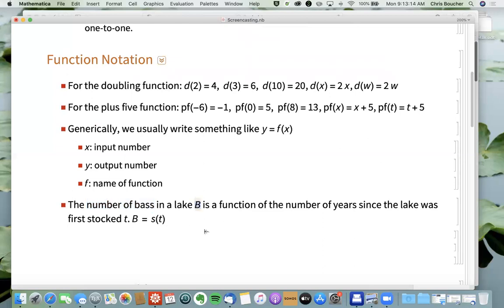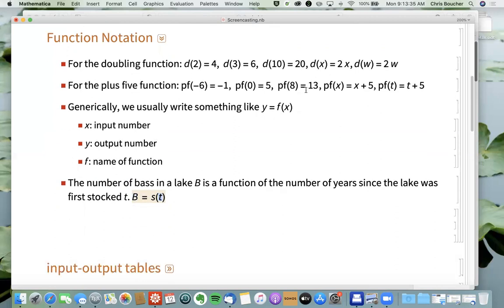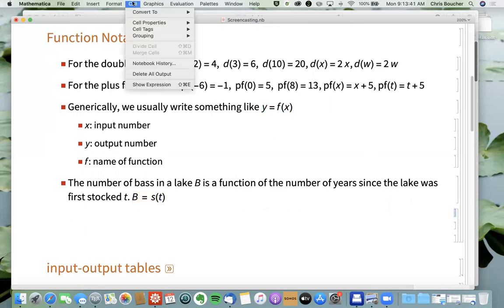So we could use the letter B to represent the number of bass, the letter T to represent time, the number of years gone by, and we might write B is equal to S of T. So often when we have variables that have meanings, like here, number of years and number of bass, we'll use different letters to evoke the meaning of the variable. If we're just talking about some abstract formula, we'll often default to something like Y equals F of X.